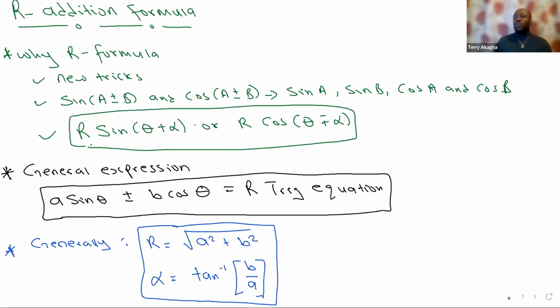We're hitting 10 minutes already. So I'm going to quickly review what I just said. Then in the next video, we're going to solve examples on how to use the R addition formula. So basically, you need to take note of the general expression: A sine theta plus or minus B cos theta will give you the R trig equation. You also need to take note of the shortcuts, that R is equal to the square root of A squared plus B squared, and alpha is equal to the tan inverse of B over A.